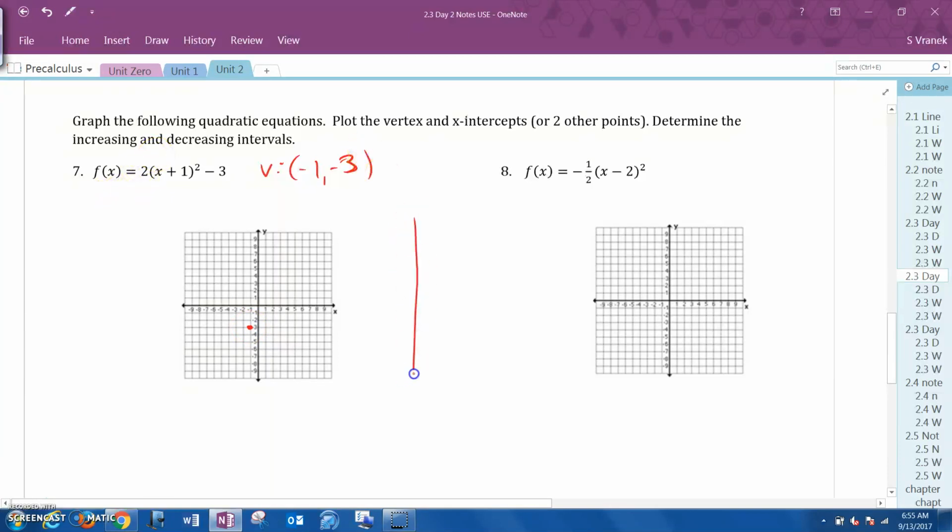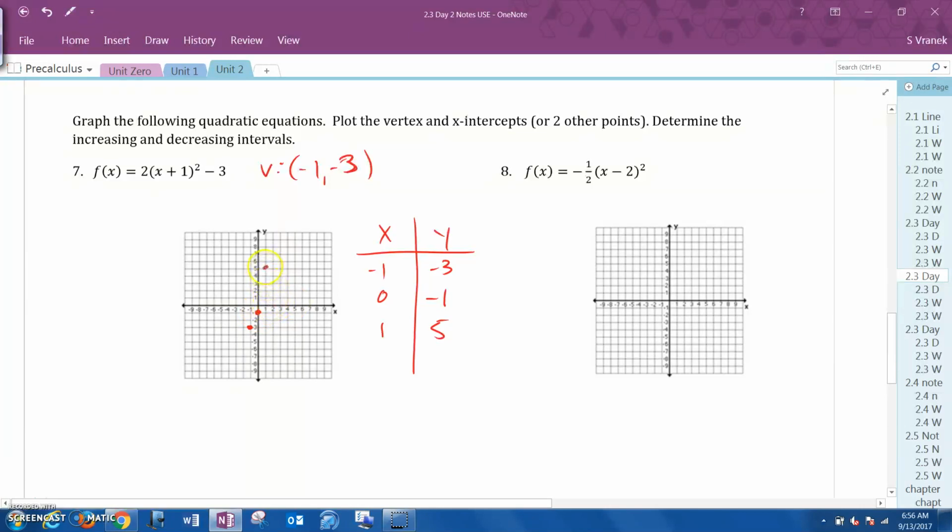So what I would do is make an XY chart, negative 1, 0, and 1. And we know at negative 1, we're at negative 3. So now just plug in 0 and 1. If I put a 0 in, I get 1 times 2 is 2, minus 3 is negative 1. If I plug a 1 in, you get 1 plus 1 is 2, squared is 4, times 2 is 8, minus 3 is 5. So I know that my other 2 points are 0, negative 1, and 1, 5.